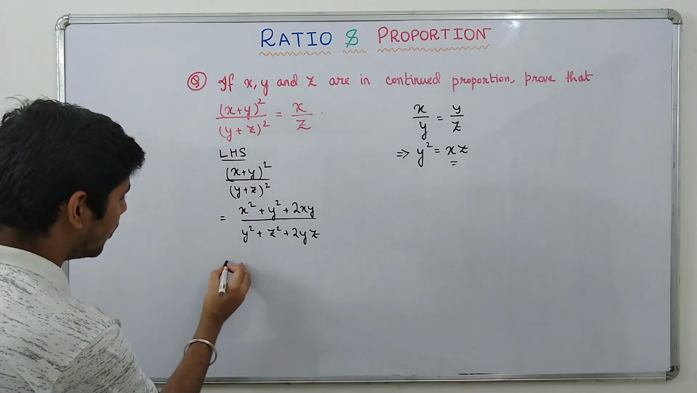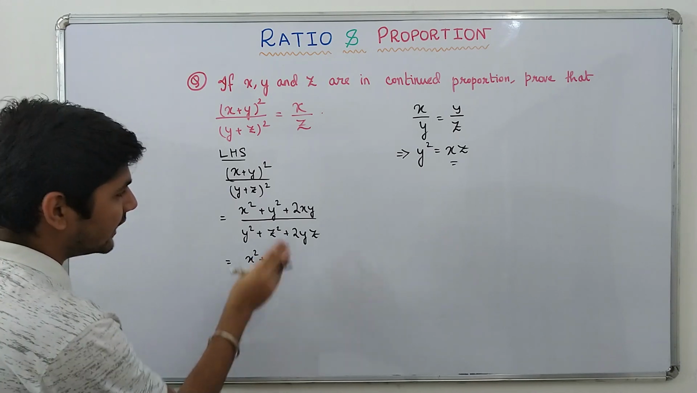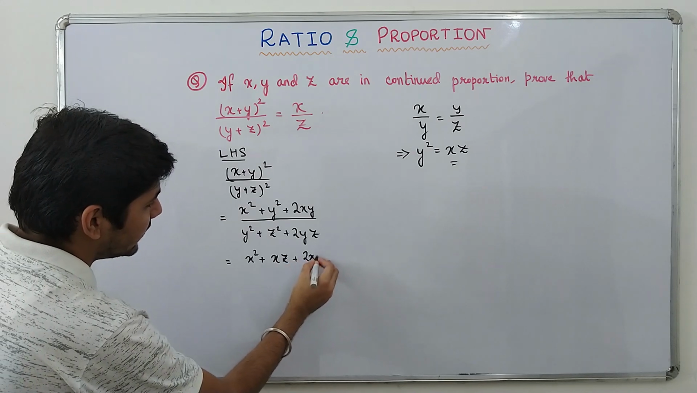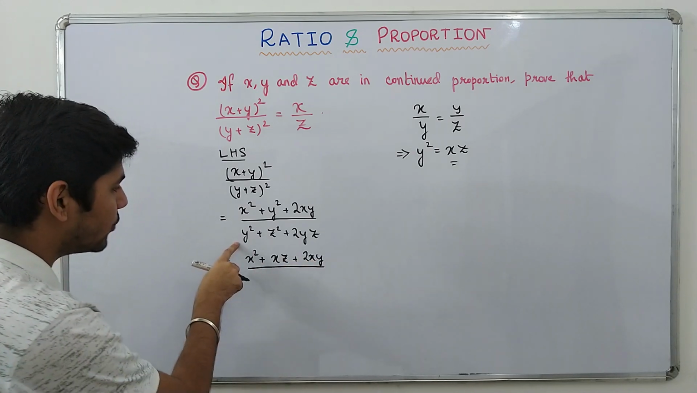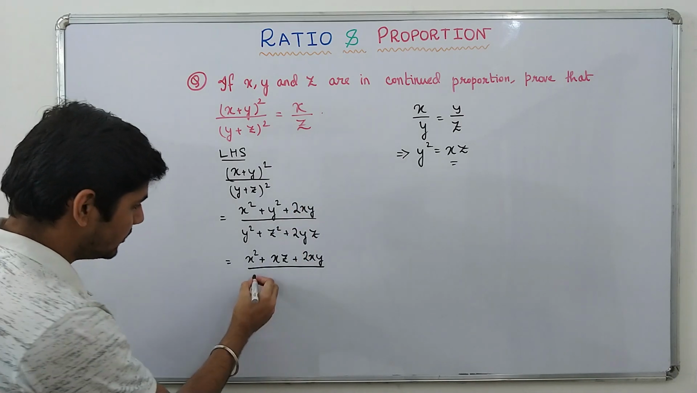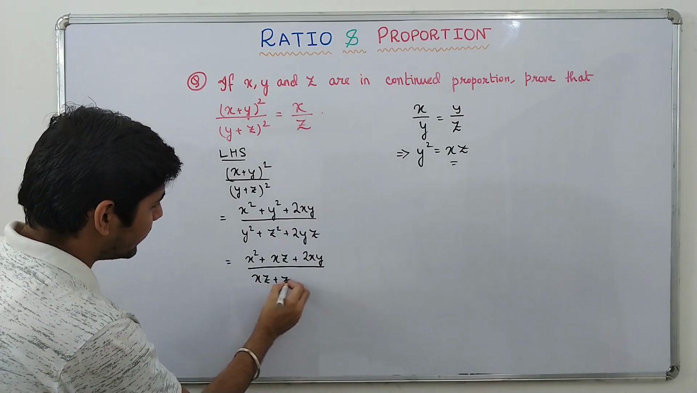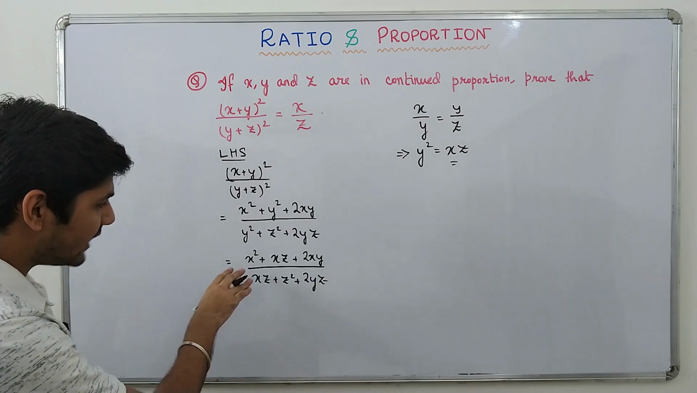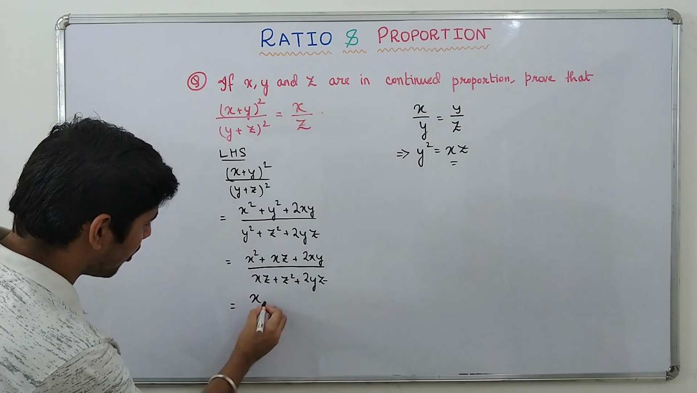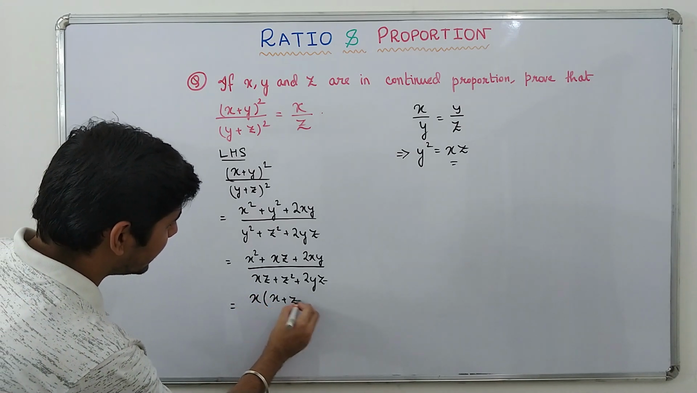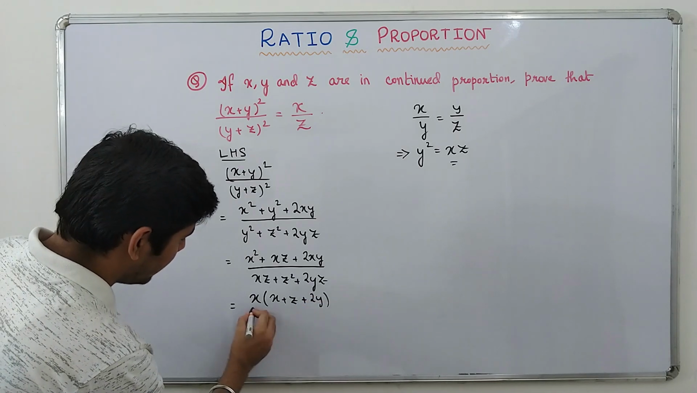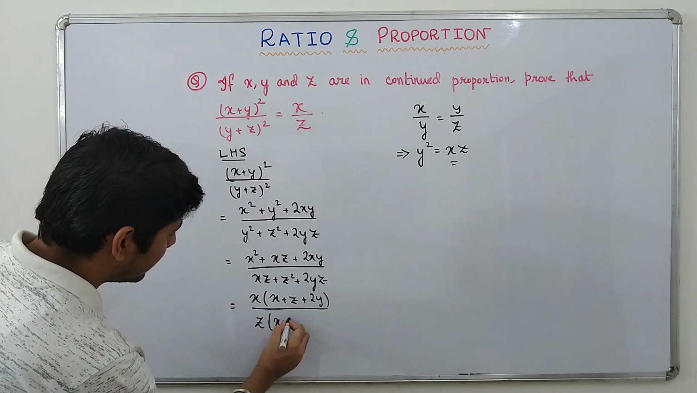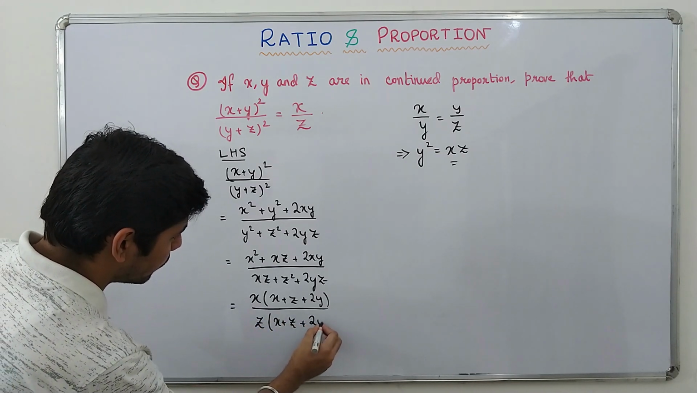So let's replace it. What do we get? x square plus, in place of y square I'll write xz, plus 2xy by y square, in place of y square I'll write xz. So xz plus z square plus 2yz. Now let's take x common from the numerator. So x is common. We get x plus z plus 2y. And from the denominator, let's take z common. So z is common. x plus z plus 2y.